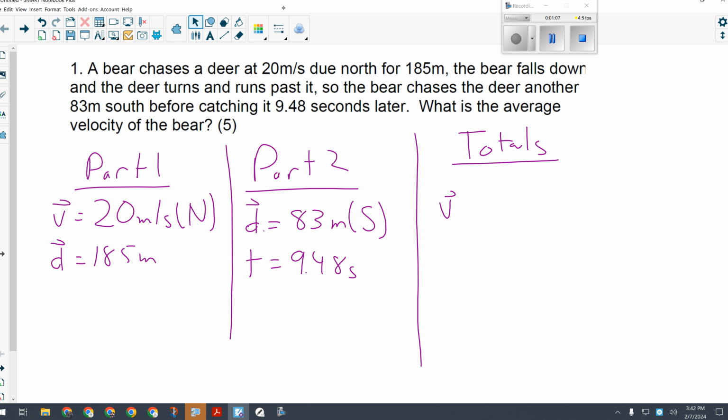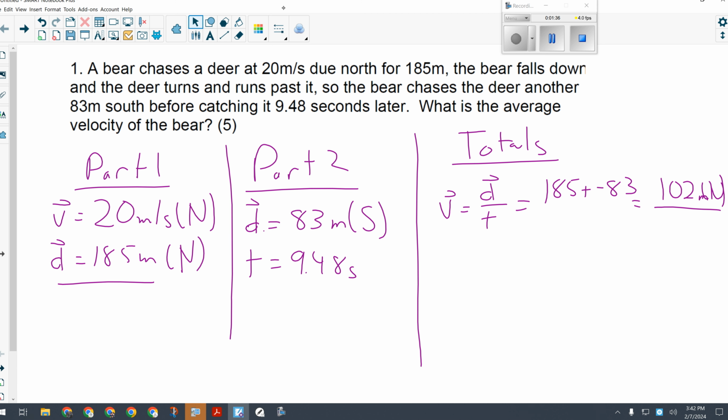Average velocity equals total displacement divided by total time. Right now I can do the total displacement because I have 185 meters north, I have 83 meters south, which is going to mean I take my 185 and I add a negative 83. Okay, I am going to have 102 meters north for my displacement.